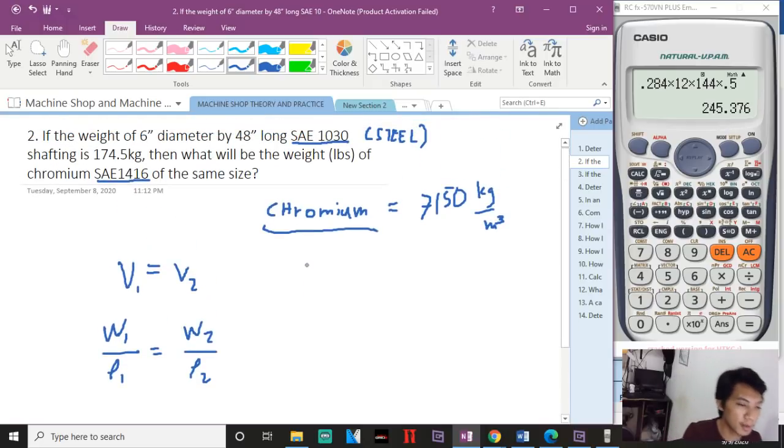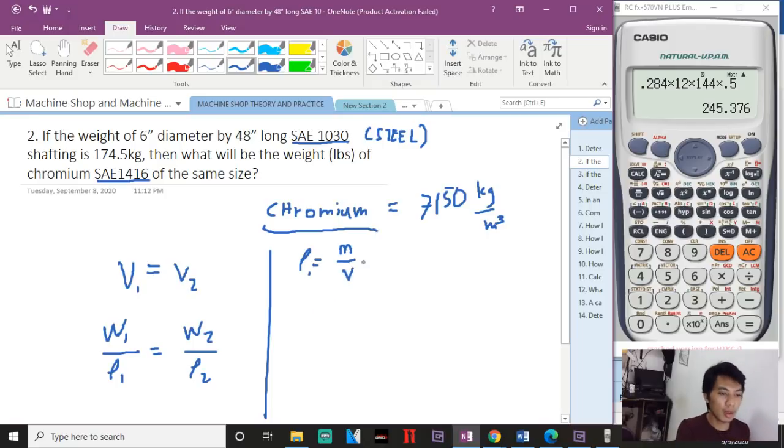We have to first i-solve natin yung density ni SAE 1030 steel. So, given ka ng density is equal to weight or mass over volume. Given yung volume mo, given yung mass. Okay. So, mass is 174.5 kg.